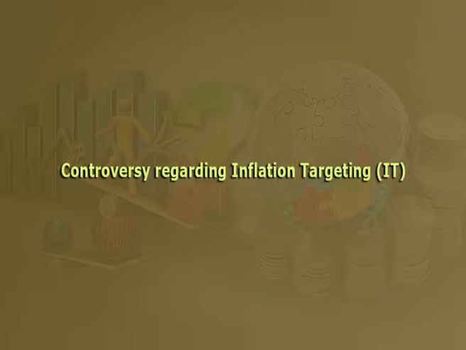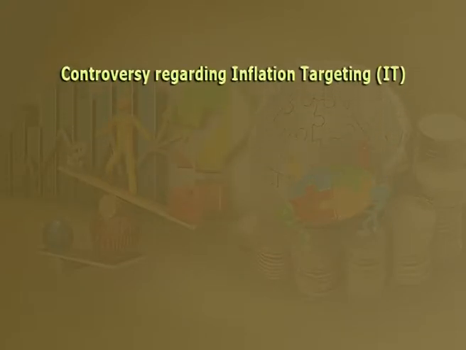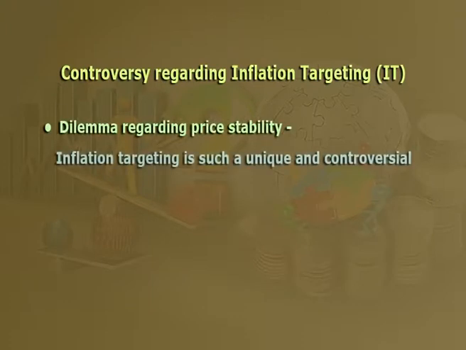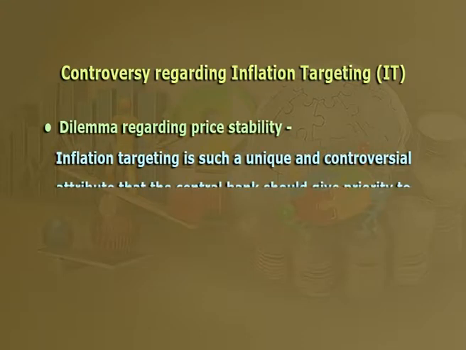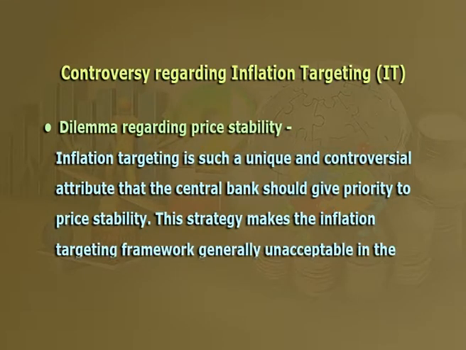Now let us look at the controversy regarding inflation targeting, IT for short. The dilemma regarding price stability is that inflation targeting is such a unique and controversial attribute that the central bank should give priority to price stability. This strategy makes the inflation targeting framework generally unacceptable in the developing world. This is because there are 2 issues when inflation targeting is to be adopted by a developing country's central bank.